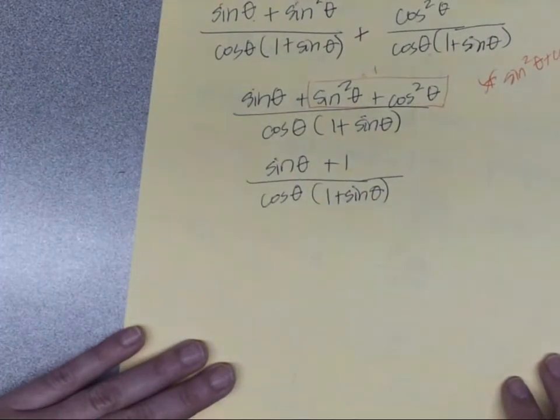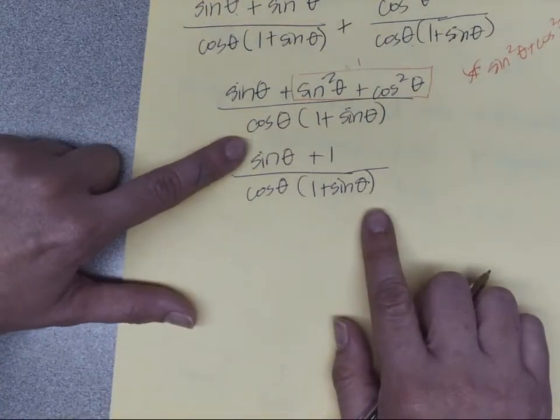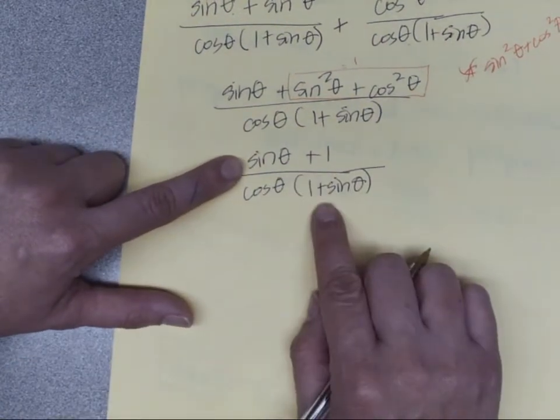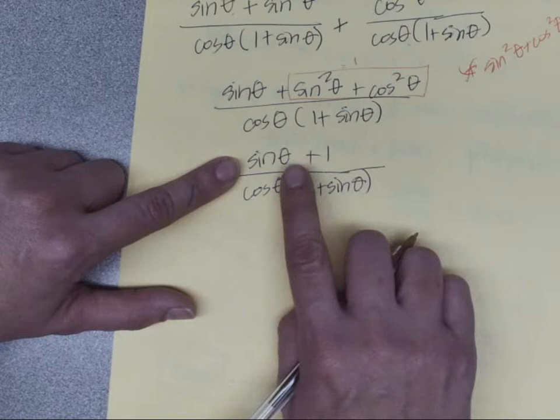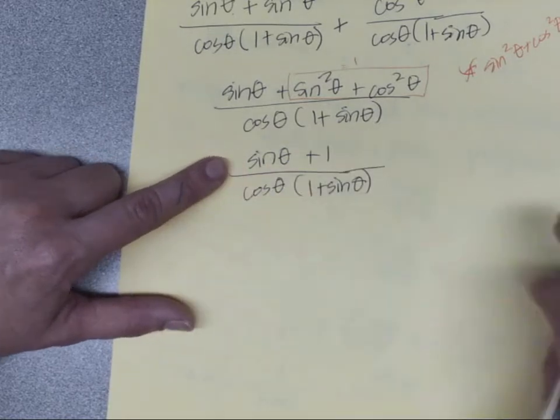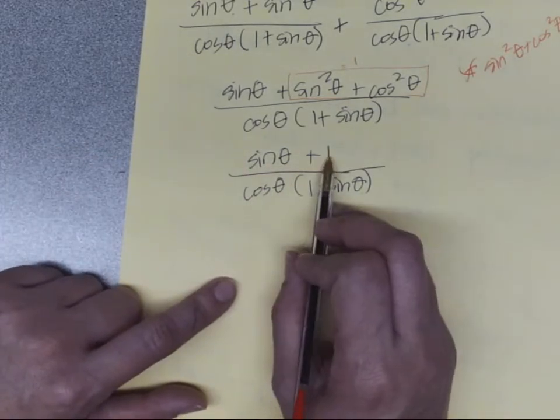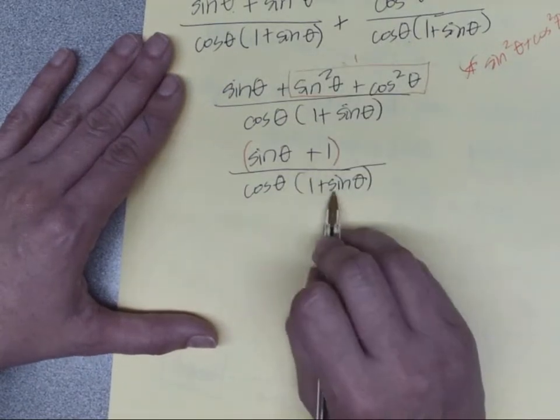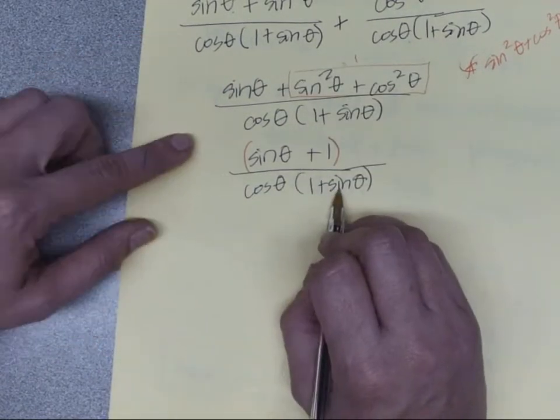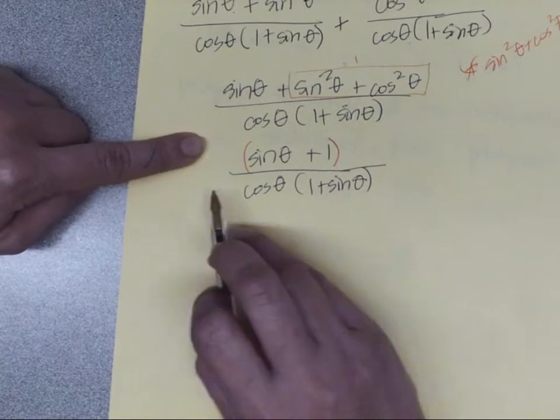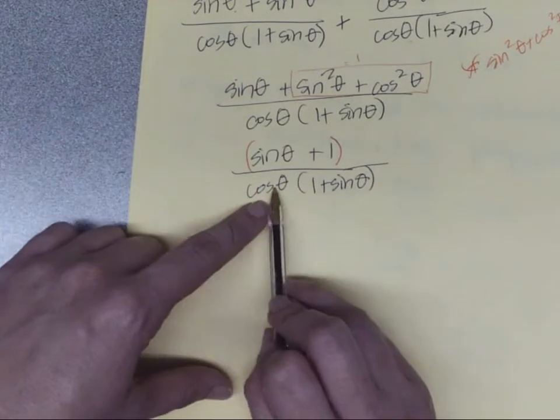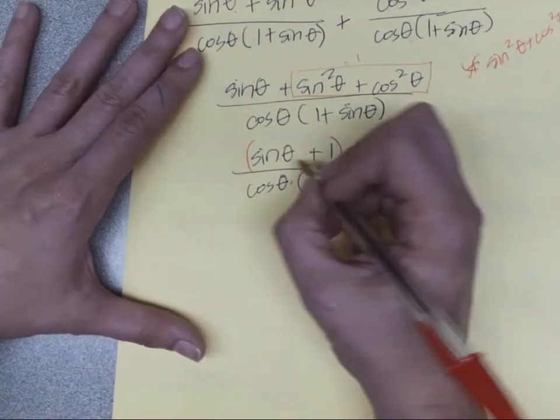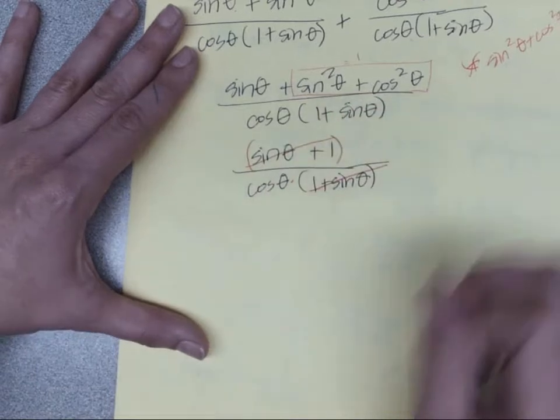And if you'll notice, I kind of have the same thing on top and on bottom. Sine theta plus 1 is the same thing as 1 plus sine theta because addition is commutative, so you can flip it. 3 plus 1 is the same thing as 1 plus 3, right? So this and this is the exact same thing. If you have the exact same thing on top and bottom and all the other stuff around it is being multiplied, like this is cosine theta times that, you can divide it out.